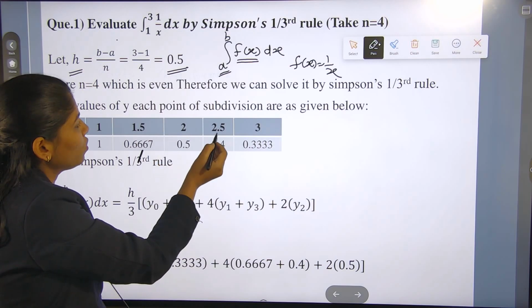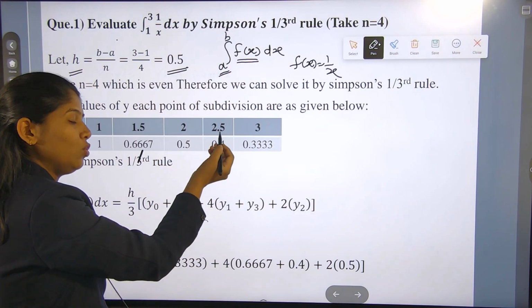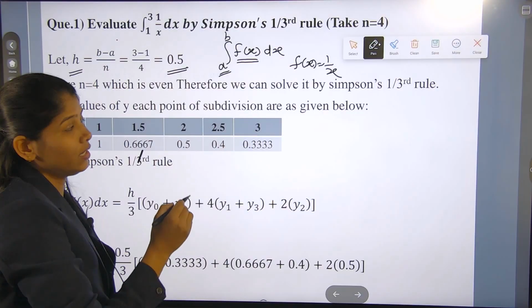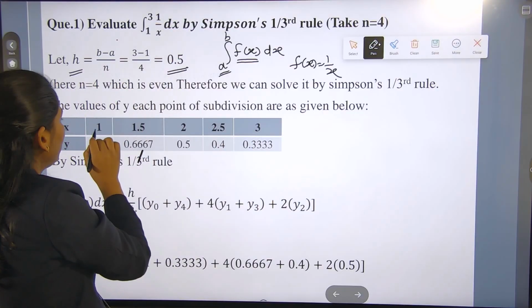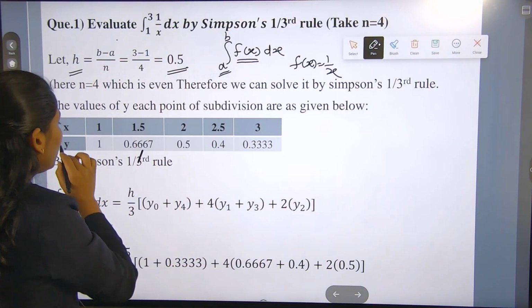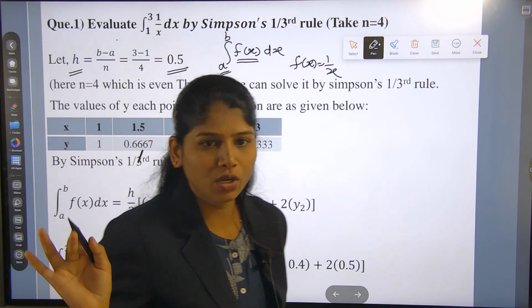Then again add 0.5 to 2, so we get 2.5. Then again add 0.5, so we get 3. Up to 3: 1, 2, 3. So here the first value is 1 and the last value is 3. Next find out the value of y with respect to x.